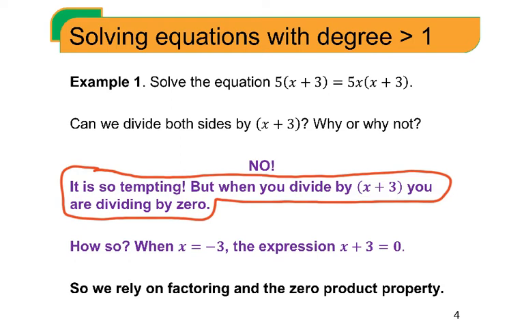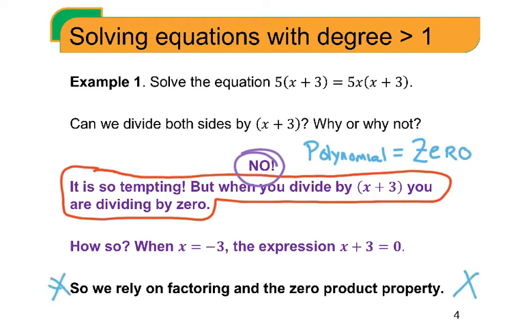So resist the temptation. Do not divide both sides by an expression or by any variable. What do we do? We get the polynomial on one side and 0 on the other, and factor. I can't emphasize this enough. I see students try to do this in upper level courses.